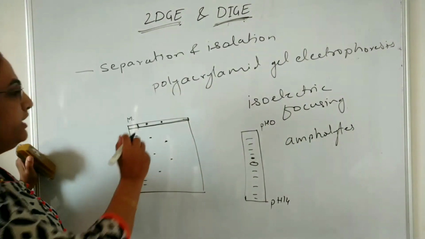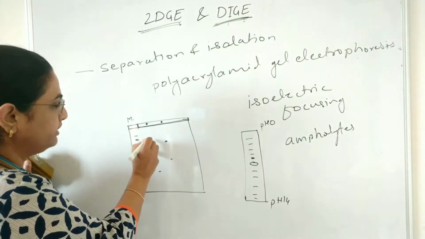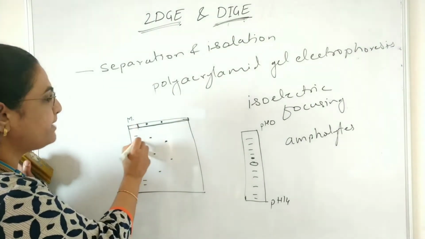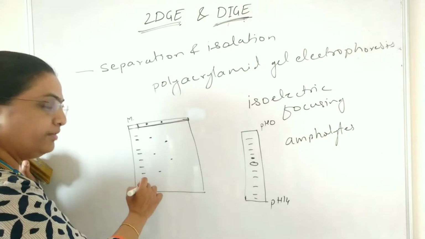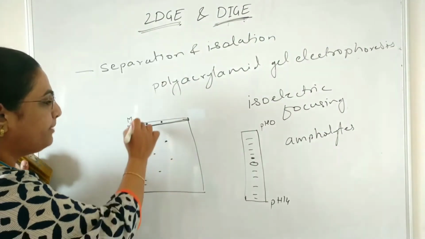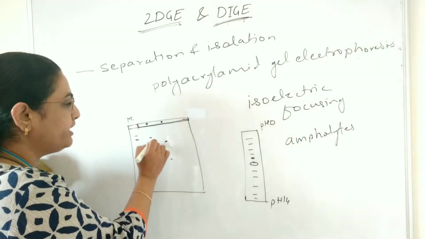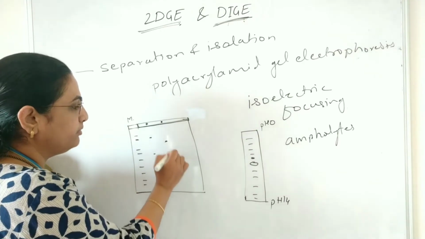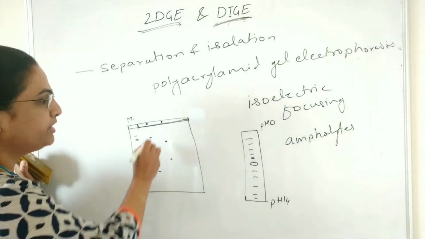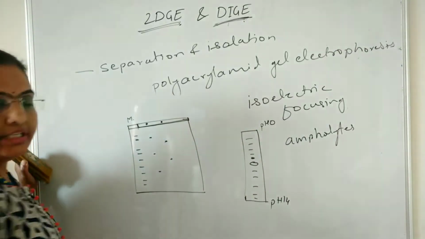Here we can compare these bands with the marker proteins, and by comparing with the markers we can identify the molecular weight or the molecular mass of these bands or these proteins.